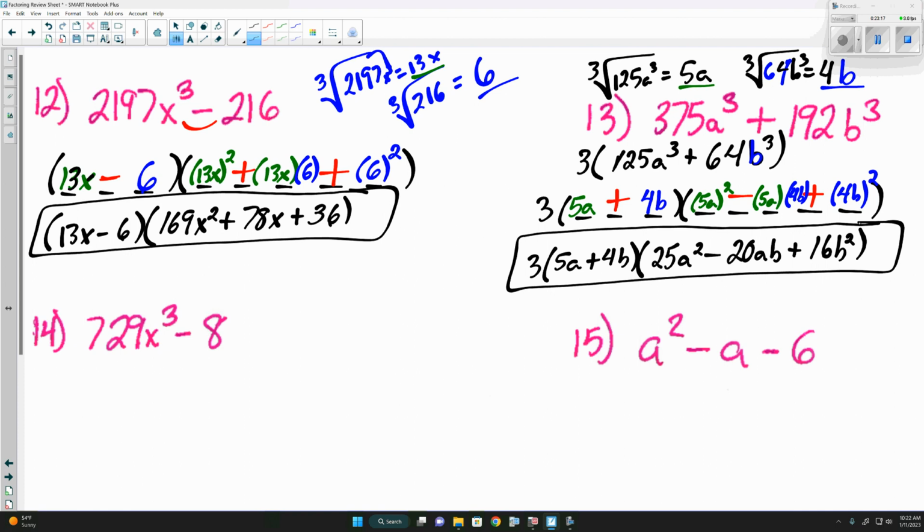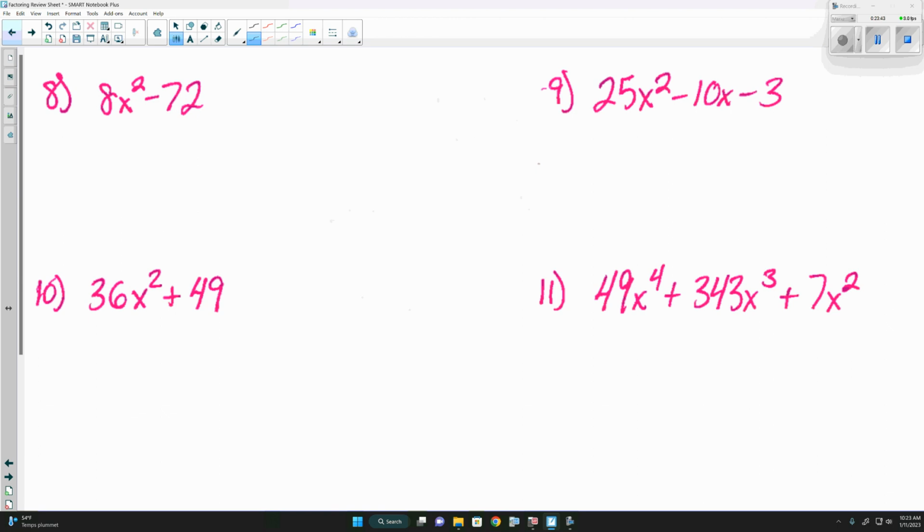Questions on these here? 14 is not any different. It's just finding what the cubed root of 729 is and then following the same method that we've been doing. So any other questions on 12 through 15? We good with 12 through 15? Yes? So before we move forward, we're going to go back one and look at 8 through 11. Are there any questions on problems 8, 9, 10, or 11? Or do we feel good with these here?